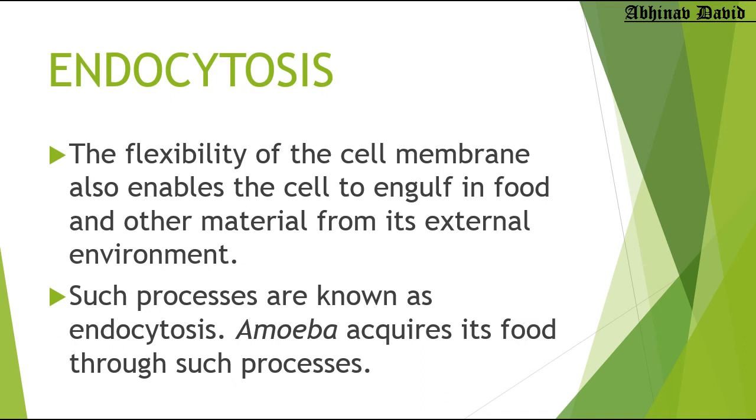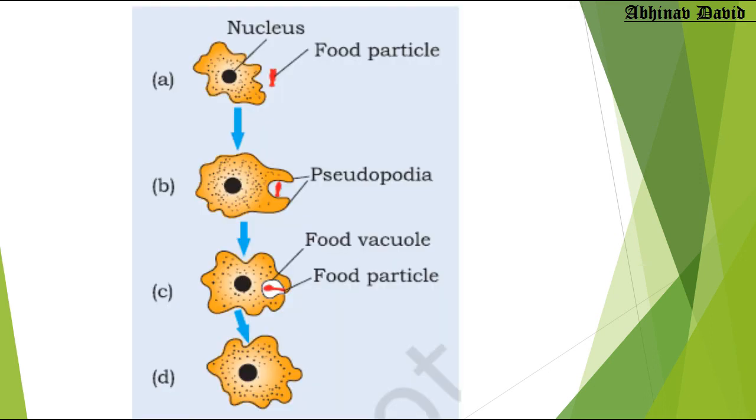Such processes are known as endocytosis. So amoeba takes its food through such a process. And why is this possible? Only and only because the cell membrane is flexible in nature. This process is also called phagocytosis. P-H-A-G-O-C-Y-T-O-S-I-S, phagocytosis. I hope you are noting it.